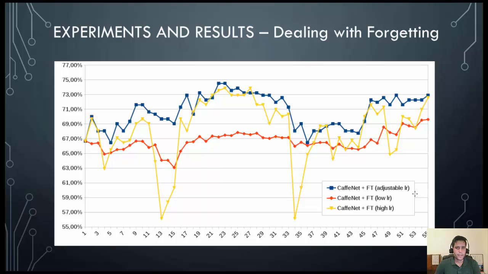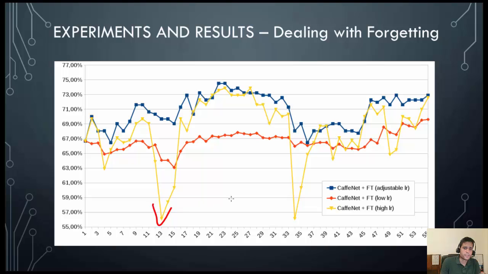But the most interesting and difficult part of our experiments was dealing with forgetting. In this graph, we can see the same strategy, the CaffeNet plus FT, and how a different learning strength, encoded as a low or adjustable learning rate, can affect the accuracy level through time. So the yellow line here is the CaffeNet plus FT strategy with a high learning rate.